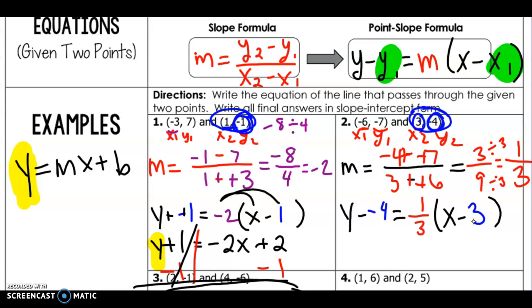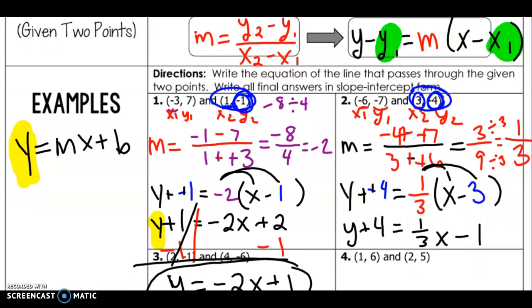Then you need to distribute and solve. In the front, nothing's going to happen. You have double negatives, change those to positives, so this is just going to stay y plus 4. Then you do 1/3 times x. Remember, you can't do a number times a letter in your calculator, so you just rewrite it. In this case, it's going to be 1 over 3x. And then 1 over 3 times negative 3 is going to be negative 1.